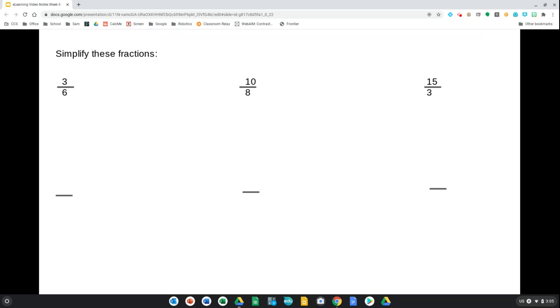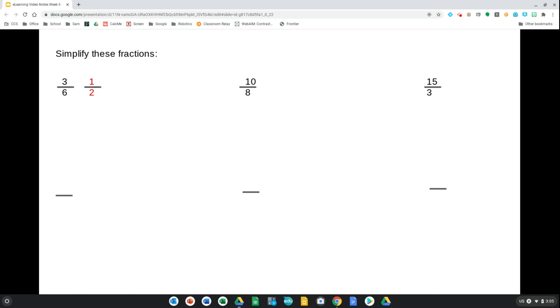So if you had the fraction 3 over 6, what would that fraction simplify to? Remember, you're going to look for something you can divide both those numbers by. In this case, you can divide both 3 and 6 by 3. And so 3 divided by 3 is 1. 6 divided by 3 is 2. And so 3 over 6 is the same as 1 over 2. Remember, if you have a fraction calculator, you can also do this on your fraction calculator to simplify these fractions.